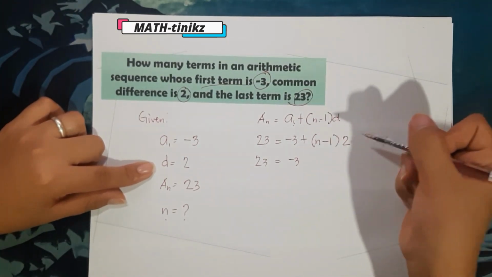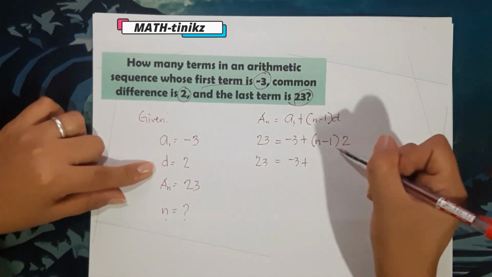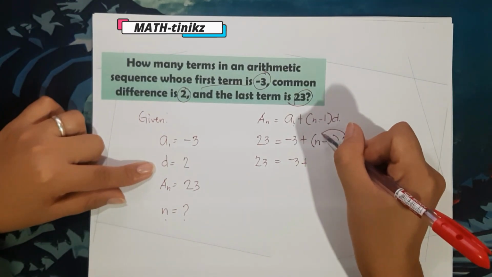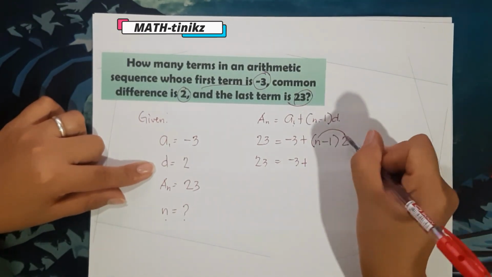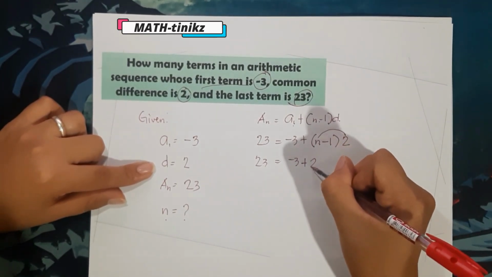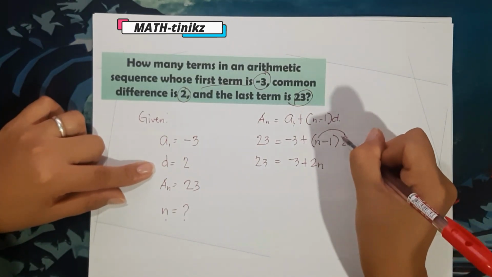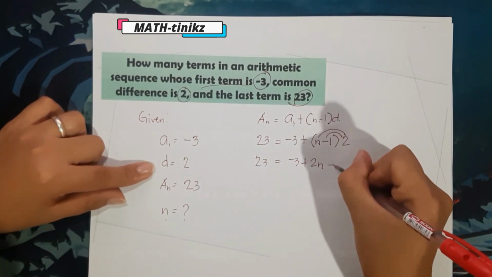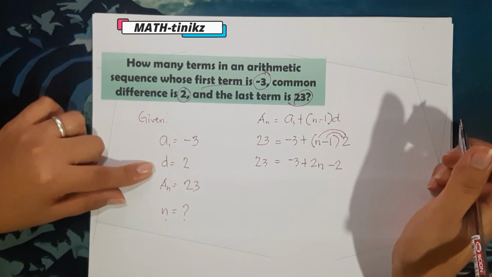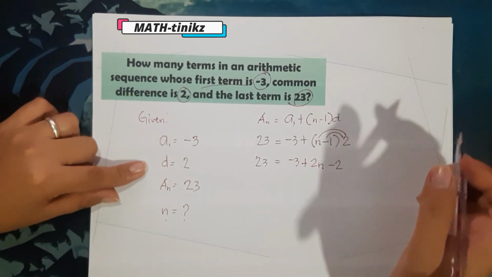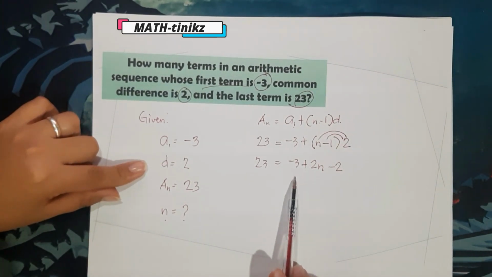Copy 23, copy negative 3, and multiply 2n. 2 times n is equal to 2n. And 2 times negative 1 is equal to negative 2. Next, combine like terms on this side.